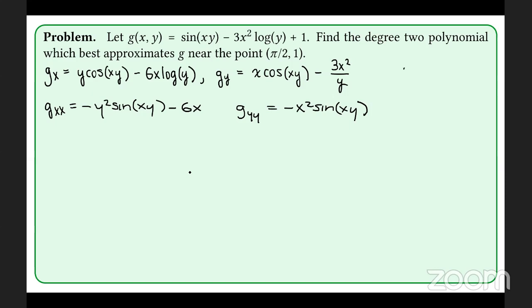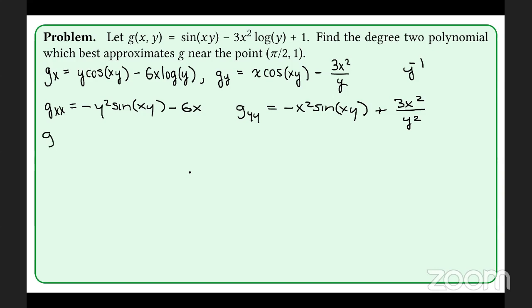Minus 6x. Okay, minus x squared sine of xy. So this here, that's y to the negative 1. So we're going to bring down that negative 1, and that becomes y to the negative 2. So this is plus 3x squared over y squared. Okay, that was horrible.